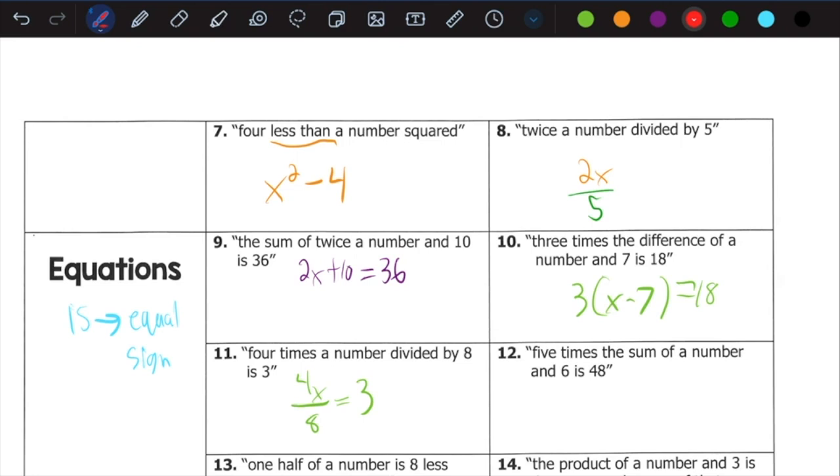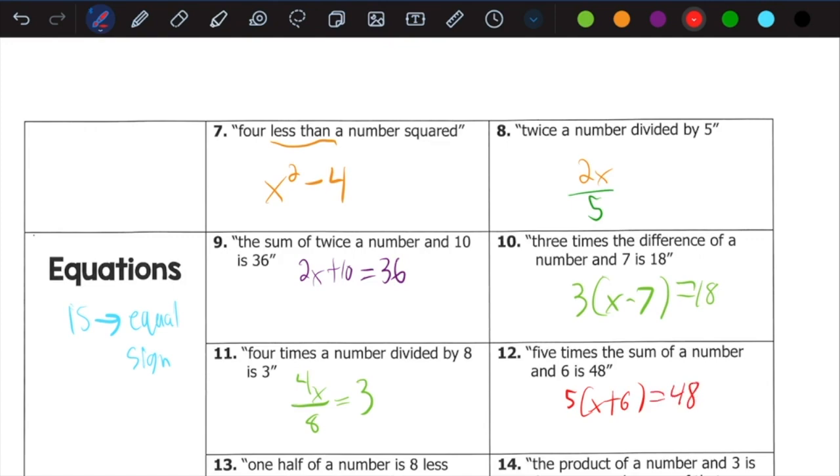Number 12, 5 times the sum of a number and 6 is 48. So 5 times the sum, remember sum tells us result of addition, so we're putting that in parentheses. The number and 6, so x plus 6 is or equals 48.